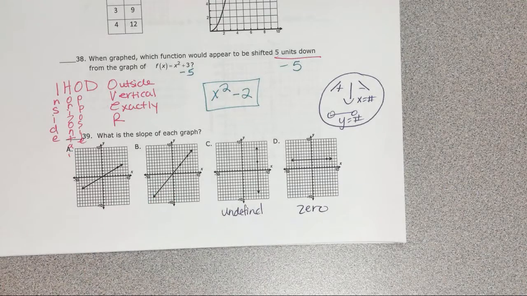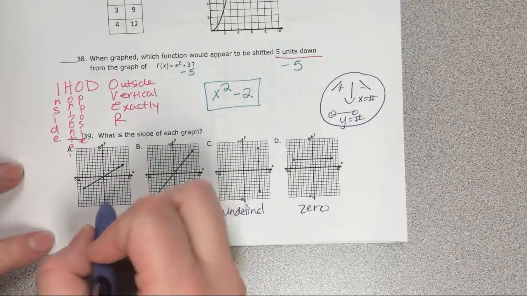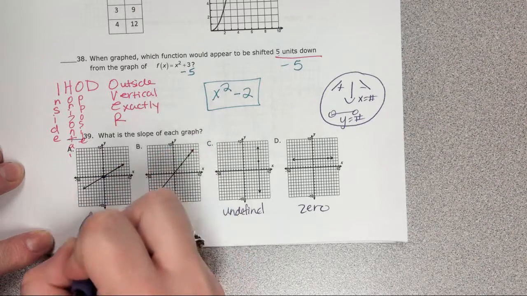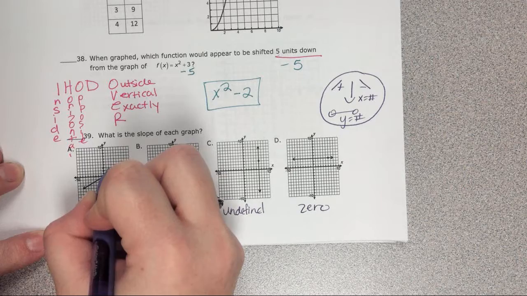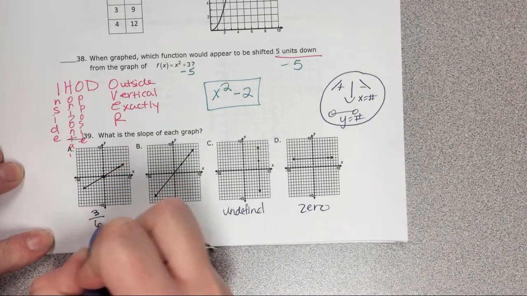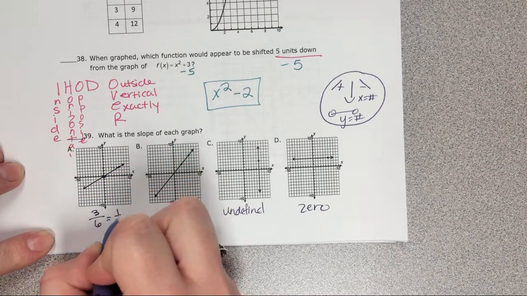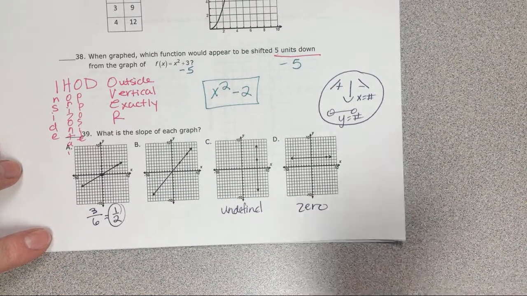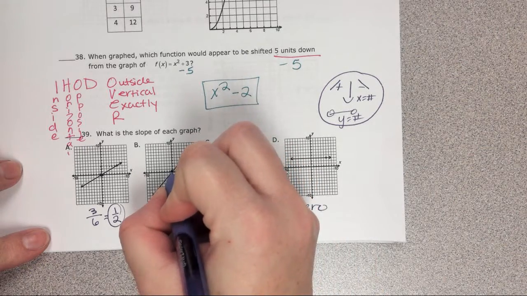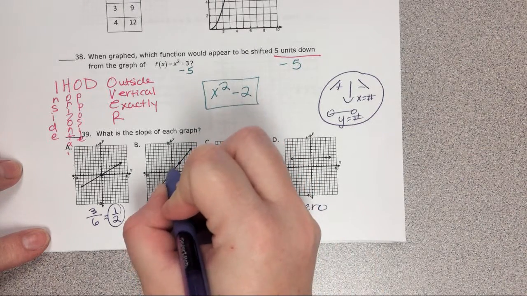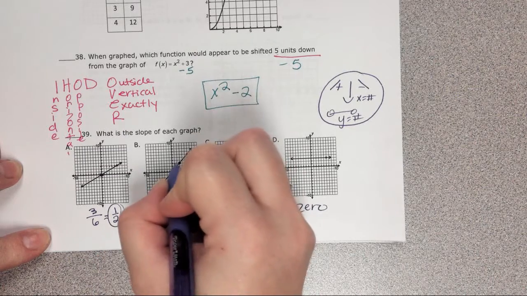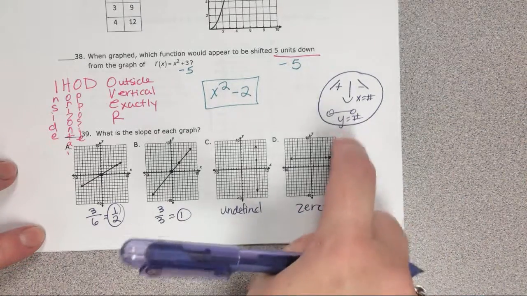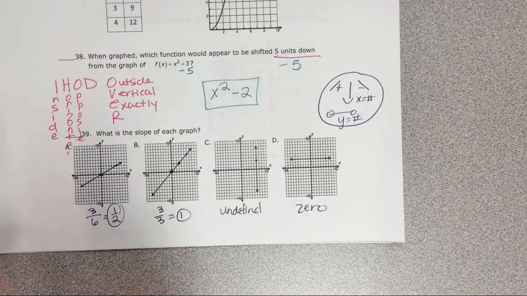A and B, we're going to have to plot 2 pretty points. These graphs are real small, but we can manage it. It goes to the origin. So I went up 1, 2, 3, then I went over 1, 2, 3, 4, 5, 6. 3 over 6 reduces to 1/2, and it's positive. I'm going to do the same thing for B. Plot your 2 points. Up 1, 2, 3, over 1, 2, 3. Well, 3 over 3 gives me 1. Again, pick 2 pretty points. Rise over run.